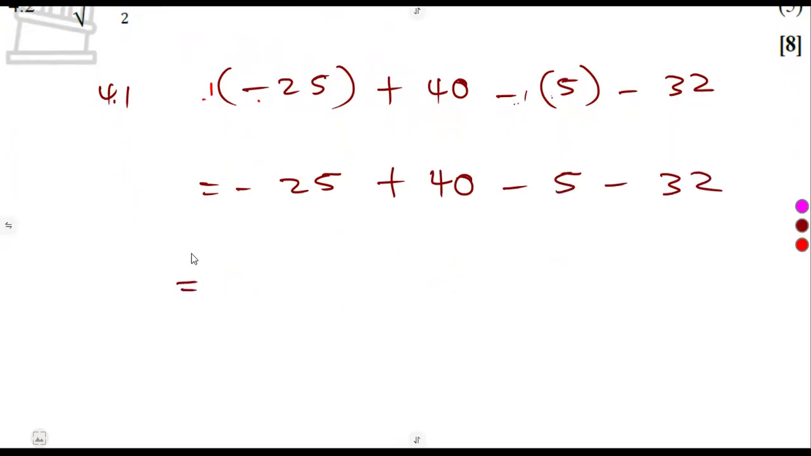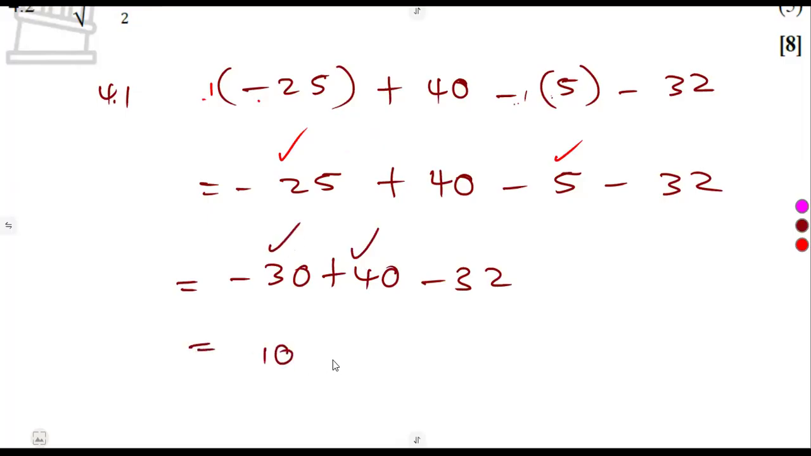We can simplify in whatever manner that you understand. It is up to you from here, guys. Minus 25 minus 5 gives us minus 30, plus 40 minus 32. If we take 40 minus 30, it's 10. So we've got 10 minus 32, and 10 minus 32 is just like 32 minus 10, which is 22. That is a negative, so it's minus 22.